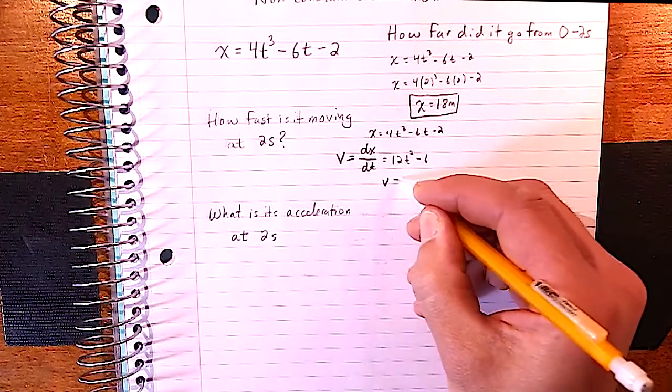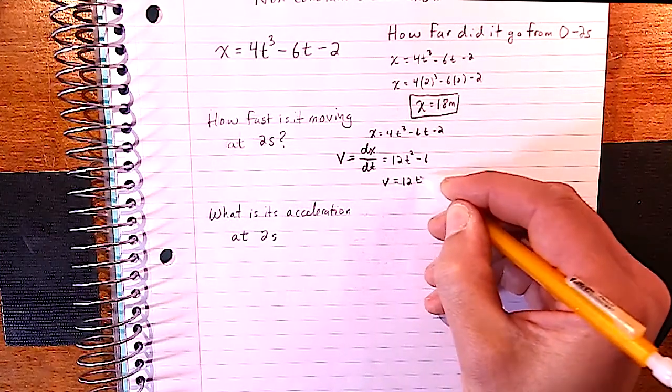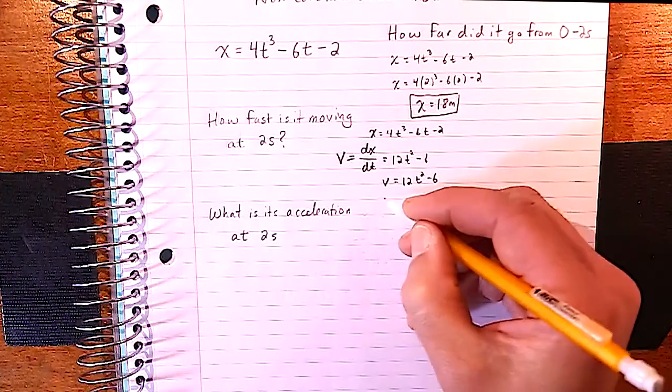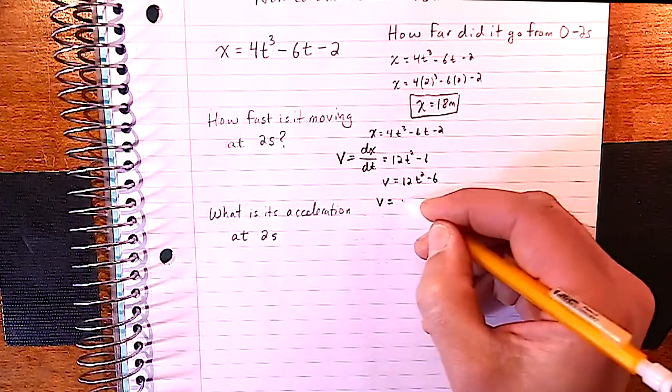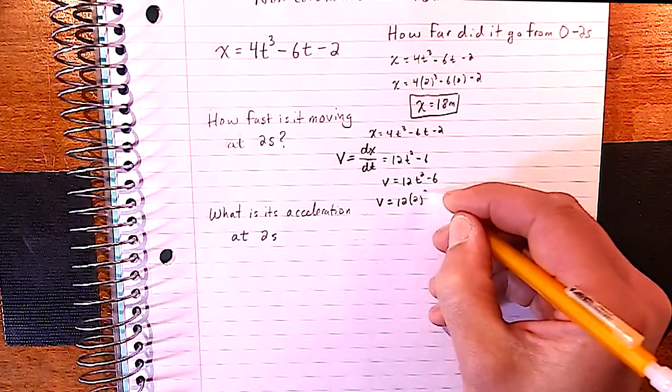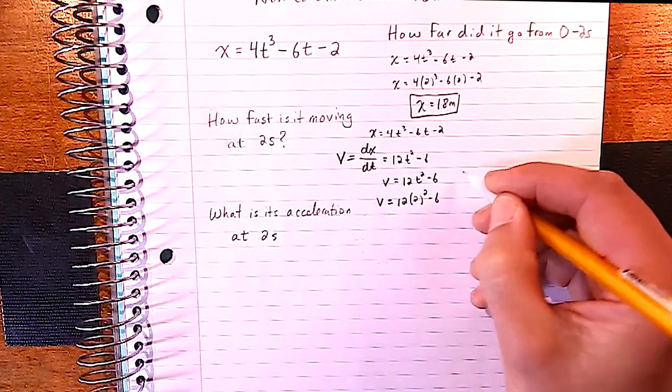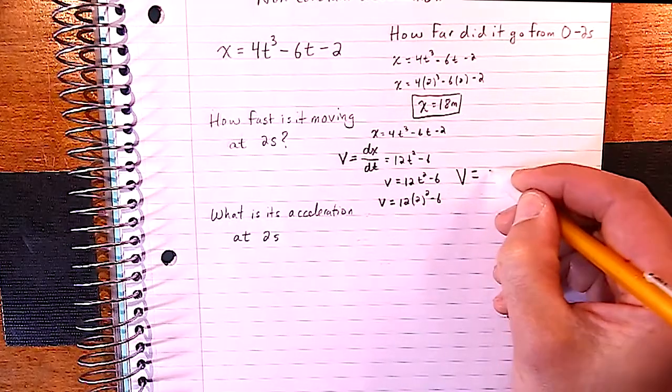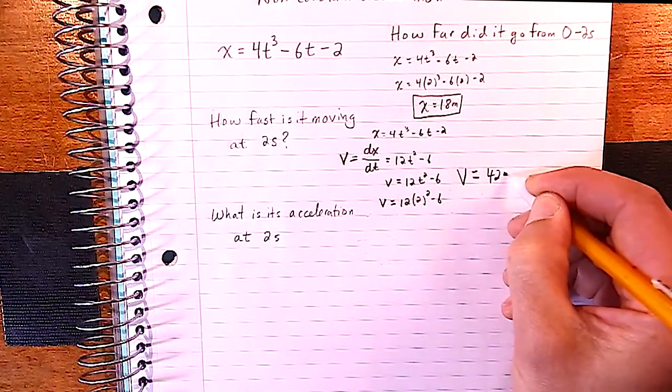So if velocity is equal to 12t squared minus 6, all we have to do is put in our numbers. So that's going to be 12 times 2 squared minus 6. And that gives us a velocity of 42 meters per second.